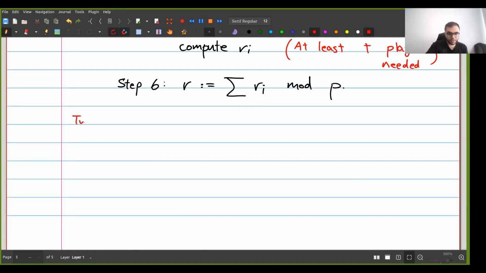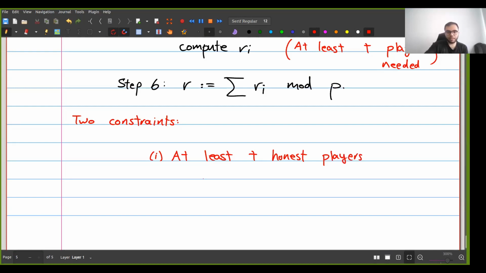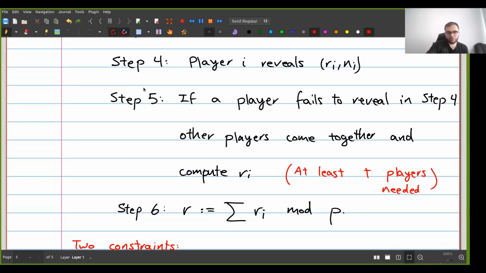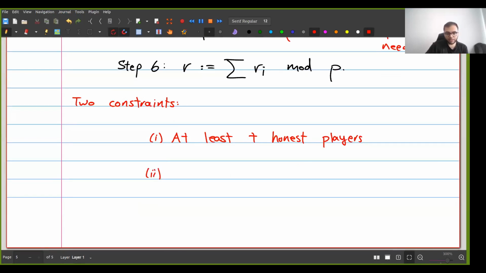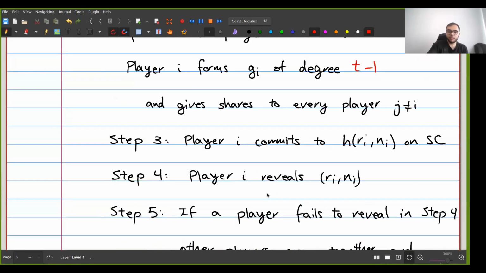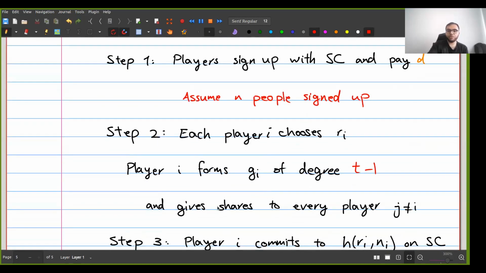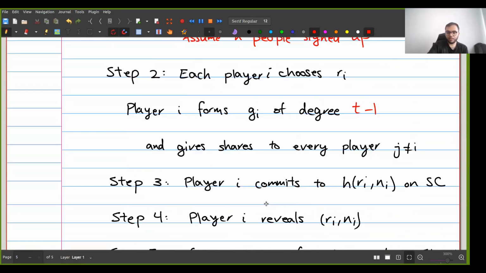I need these 2 constraints. I need to have at least T honest players, because these are the players who are going to help me reveal the value if someone lied in step 4. And then the other constraint that I have is that I should have at most T-1 dishonest players. Because if I have T dishonest players, they can collude in step 2, and they can find the values of all the other players' Ri before they wanted to reveal, right?